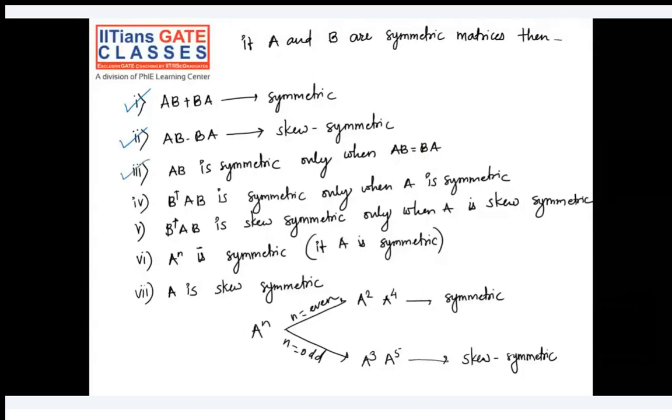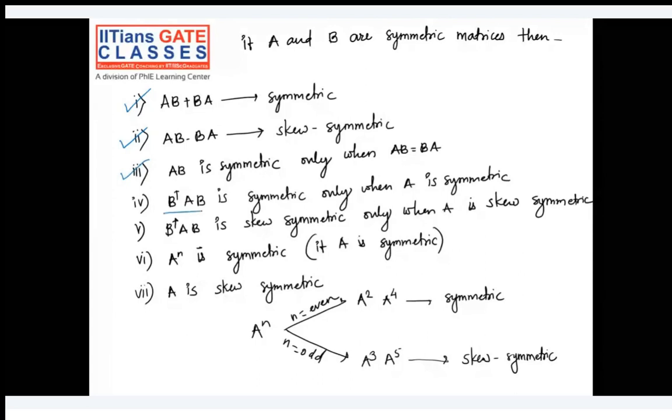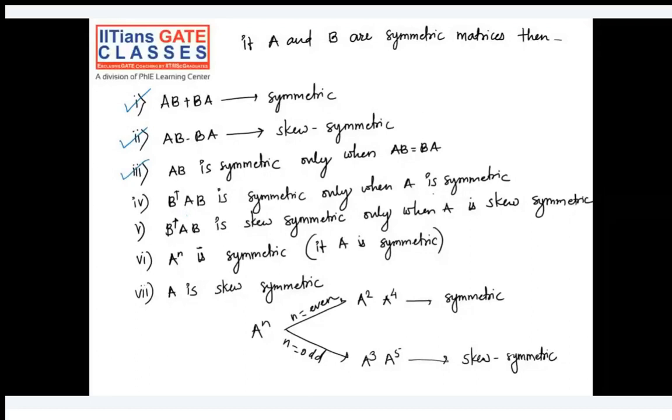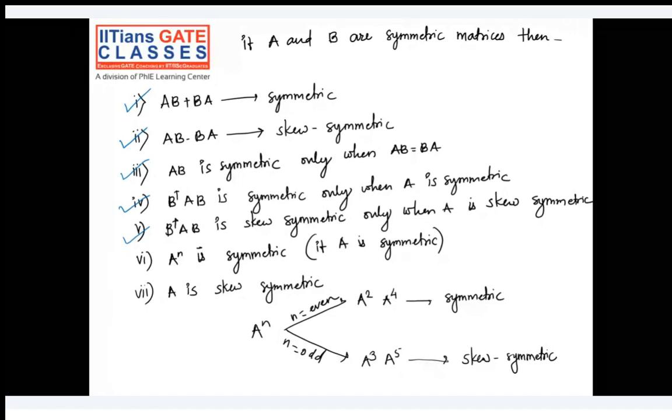If A and B are symmetric matrices, then B transpose AB is symmetric only when A is symmetric. I'll repeat. B transpose AB is symmetric only when A is symmetric. B transpose AB is skew symmetric only when A is skew symmetric.